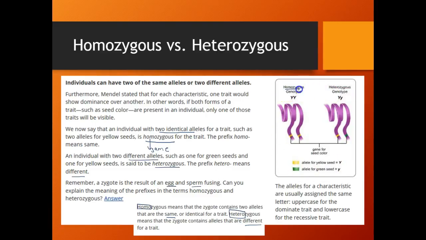So someone that's homozygous would have two of the same alleles. You see they have the allele for the yellow seed and the allele for the yellow seed. But this individual here has a heterozygous genotype, which means that it's different. So they have one allele that's for the yellow and one allele for the green seed.